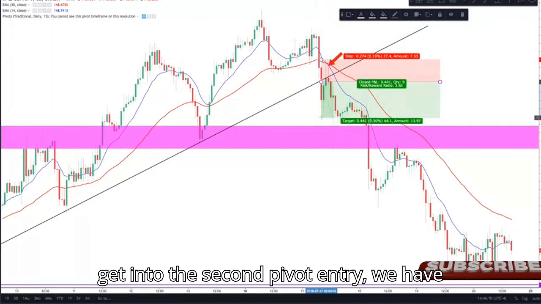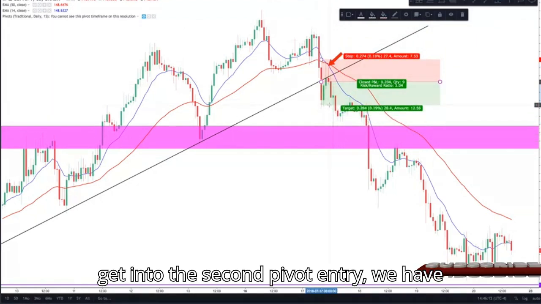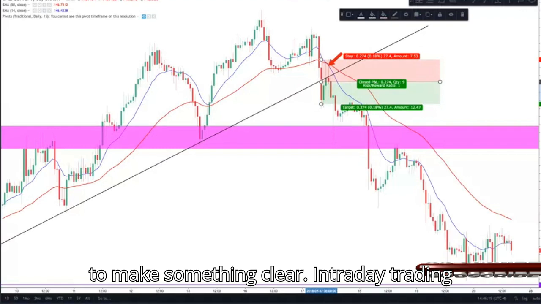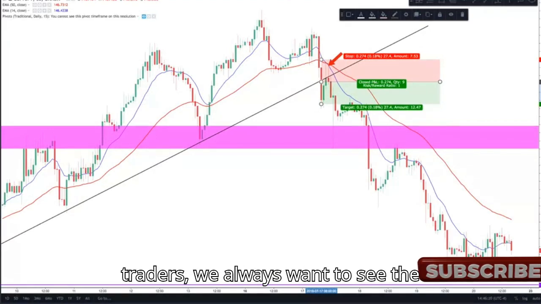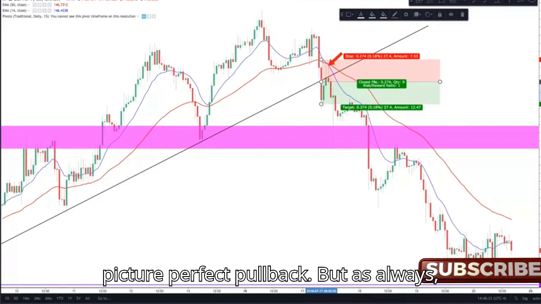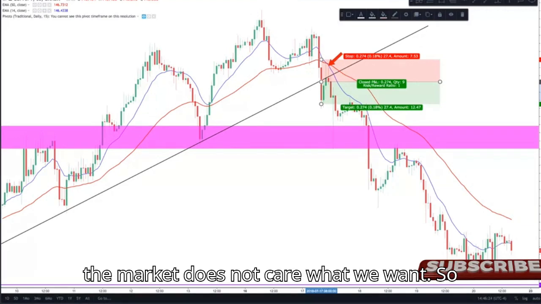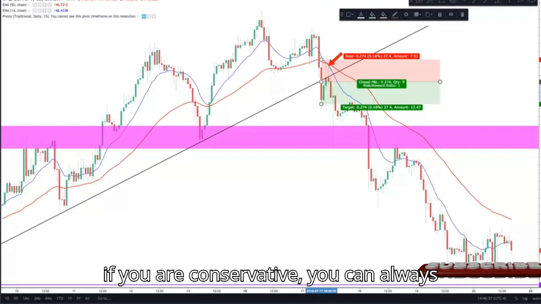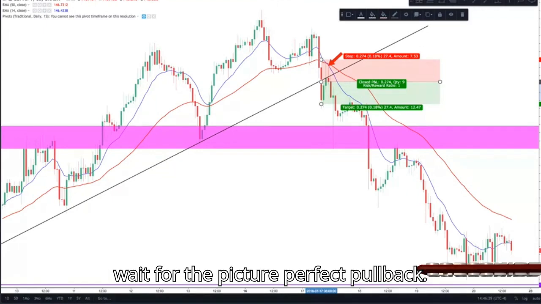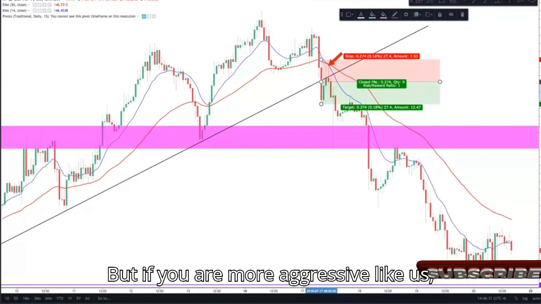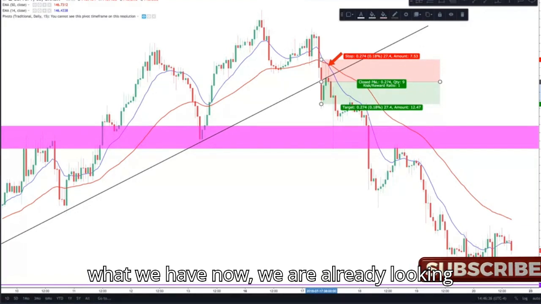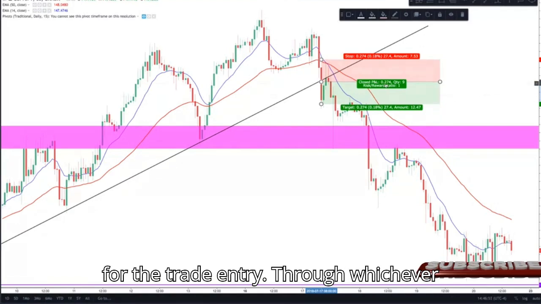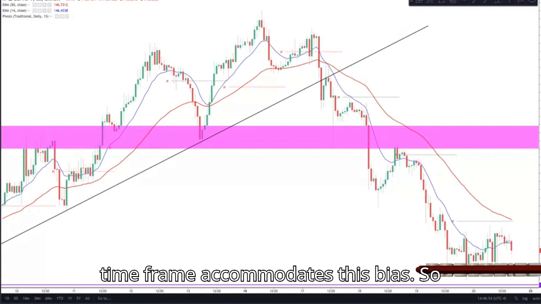So before we get into the second pivot entry, we have to make something clear. Intraday trading is very discretional because us as traders, we always want to see the picture perfect pullback. But as always, the market does not care what we want. So if you are conservative, you can always wait for the picture perfect pullback. But if you are more aggressive like us, once we have our bias established, such as what we have now, we are already looking for the trade entry through whichever time frame accommodates this bias.